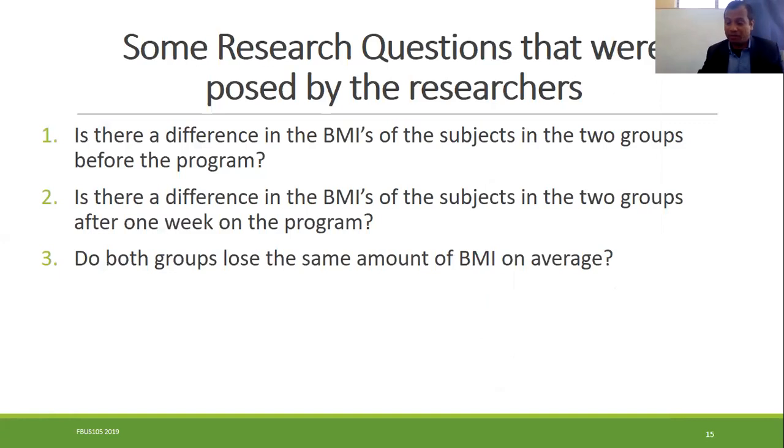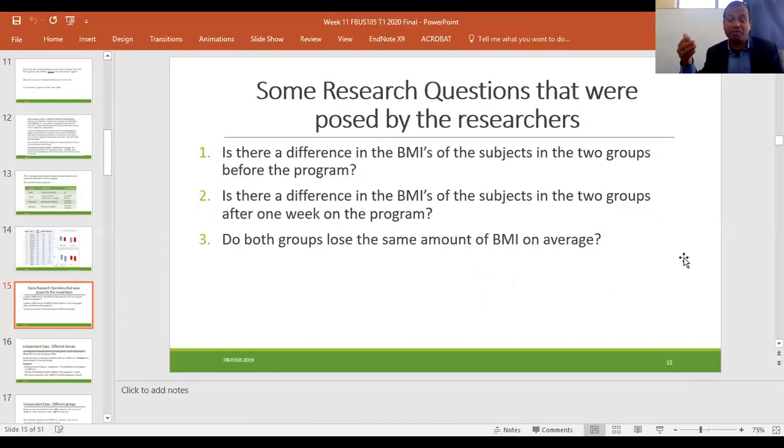Okay, we'll do it with the same example. So what could be some research questions that could be posed by the researcher? Framing the research question is trying to see whether the claim is supported or not. So, is there any difference in the BMI of the subjects in the two groups before the program? That could be the first claim which a researcher wanted to test. The second one: is there a difference in the BMI of subjects in the two groups after 1 week of the program? So these two comparisons could be possible. I mean, testing the claim could be possible. There could be a third one, not much of interest: do both the groups lose the same amount of BMI on average? Okay, the focus has to be on the first and second. Is there any difference in the mean between these two groups before the program and after the program? So these are the questions the researchers are interested in knowing.